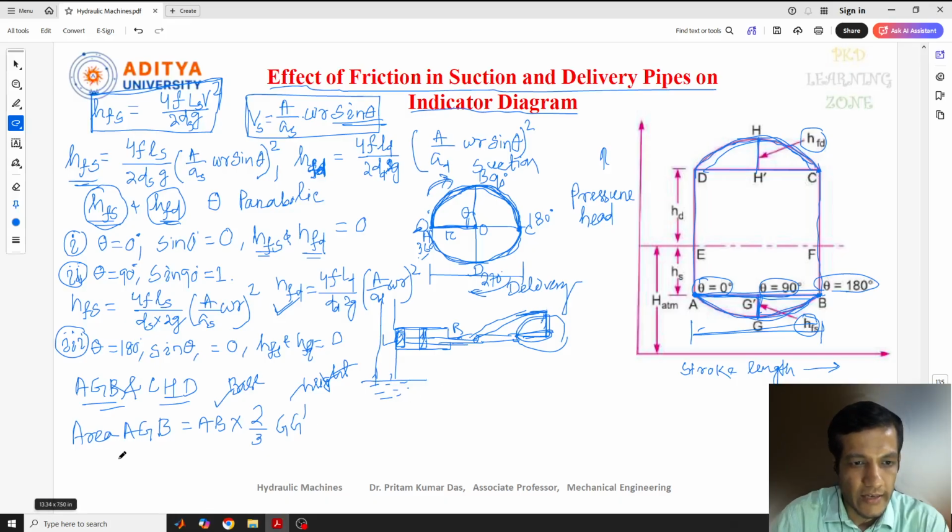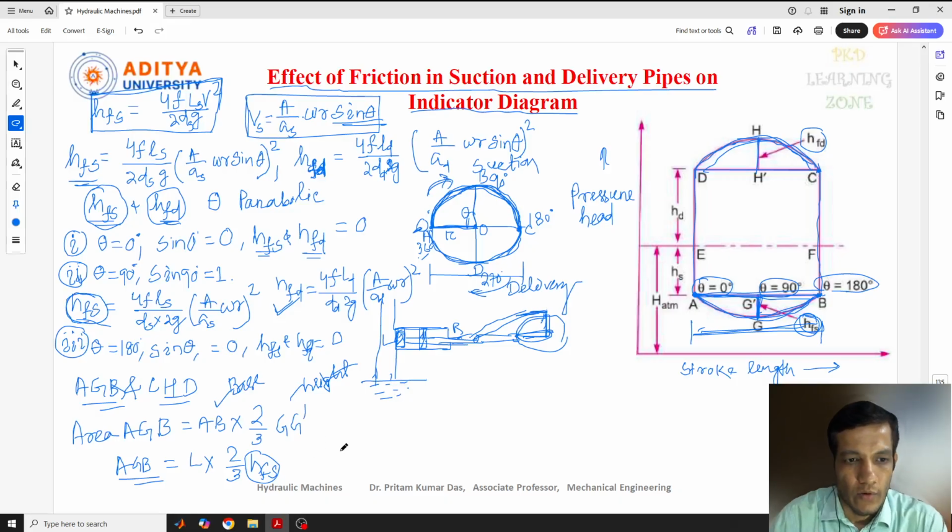So you can write the area of AGB. This is AB, the stroke length, that is nothing but L. And here I can write 2 by 3. GG dash, how much is there? That is HFS. So the same thing I can write here. This is the area of AGB. Here, this HFS value is nothing but this one.